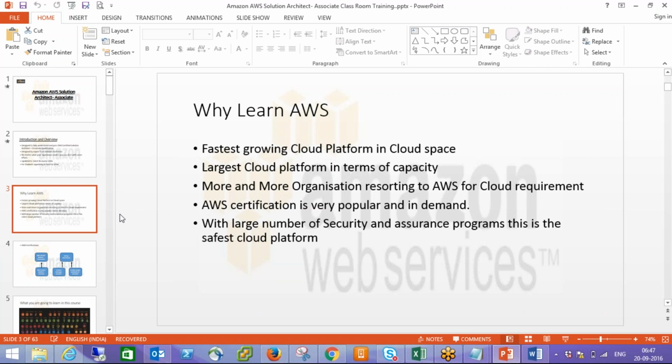Then AWS certifications are very popular and in demand because a lot of companies are moving to AWS, and a lot of people are required to manage that infrastructure for the clients. And with a large number of security assurance programs, this is the safest place as per Gartner where you can have your data moved into the cloud.